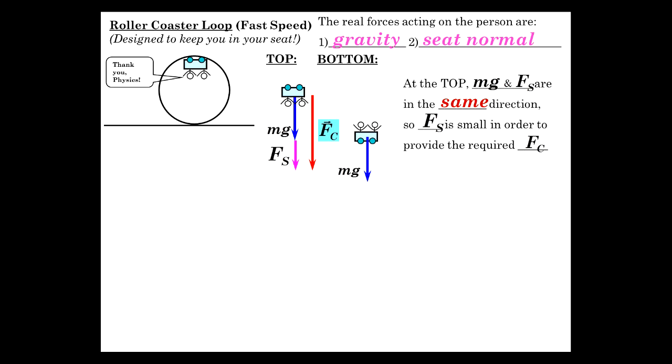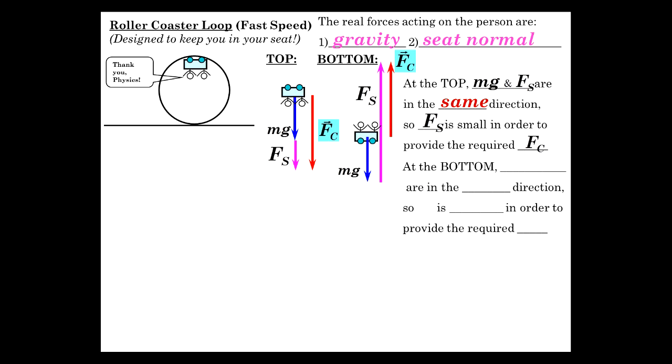At the bottom, mg is downward again, and the centripetal force is upward. The net force has got to be upward. How do you get that? By having a large support force, overcoming gravity and providing all the centripetal force. Now, that is a pretty big support force. So you may feel really heavy at the bottom. mg and Fs at the bottom are in opposite directions. So Fs is large in order to provide the required centripetal force.